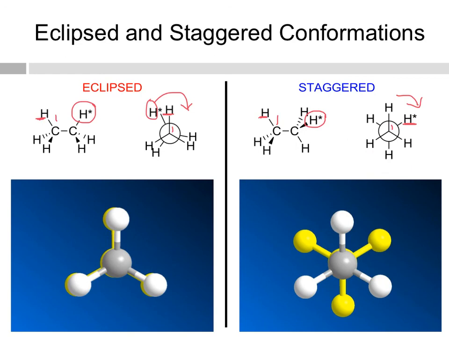It always helps to build molecular models or see some type of 3D representation of these molecules. This is the eclipsed version, this is the staggered version. I encourage you to take molecular models and build eclipsed and staggered and keep rotating it and see the different conformations.